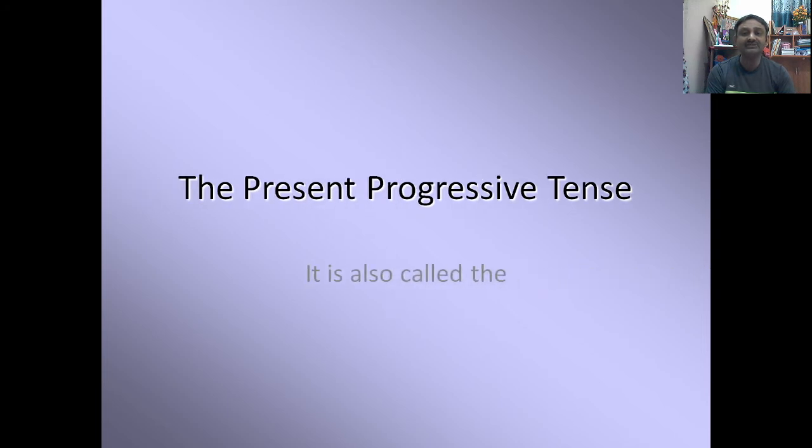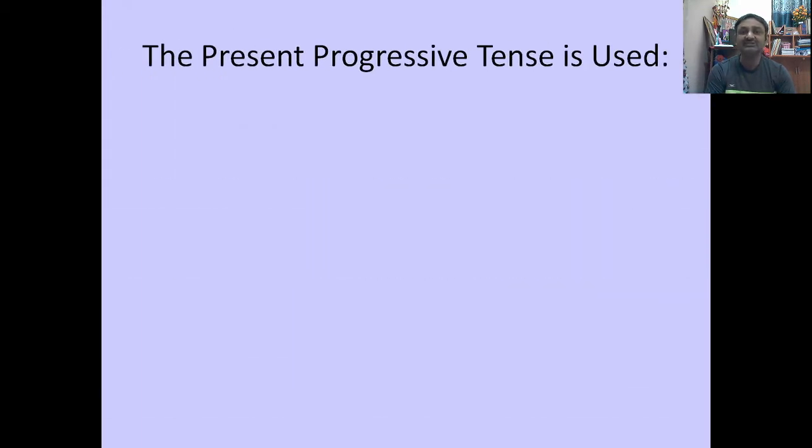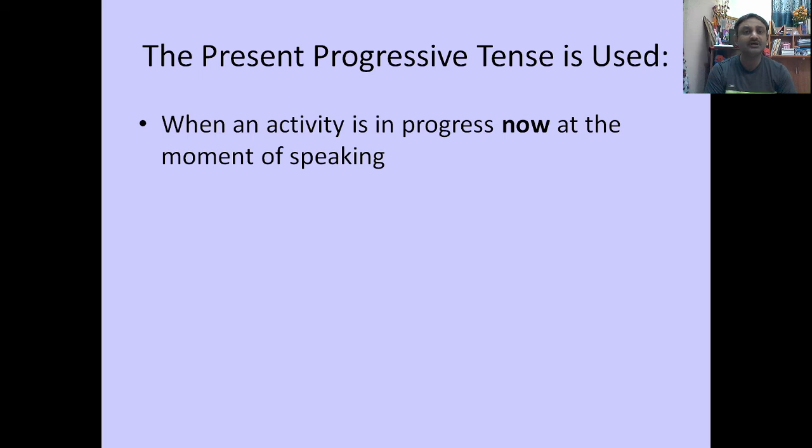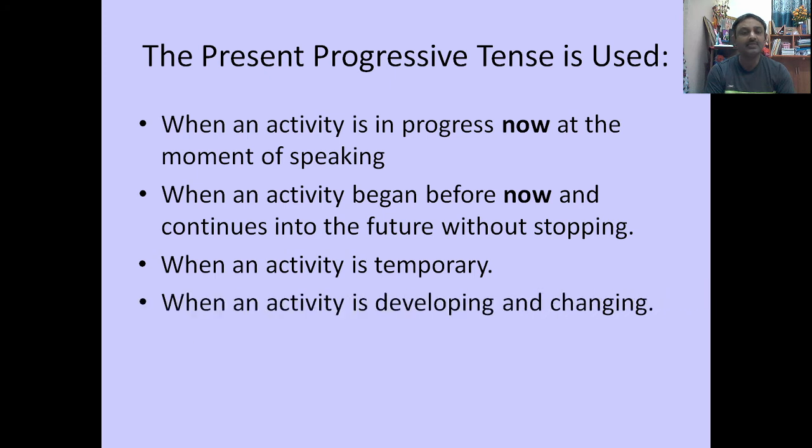The present progressive tense, it is also called the present continuous tense. The present progressive tense is used when an activity is in progress now at the moment of speaking, when an activity began before now and continues into the future without stopping, when an activity is temporary, when an activity is developing and changing.